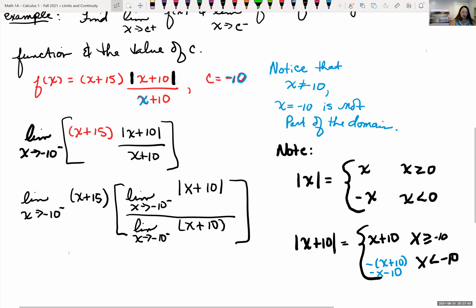If we plug in -10 on the left and -10 on the right, I would get the same thing if I plugged it back into that piece of just x plus 15. So for this piece of my limit, I can just do direct substitution, and I get negative 10 plus 15, which is 5. So that limit I know is 5.